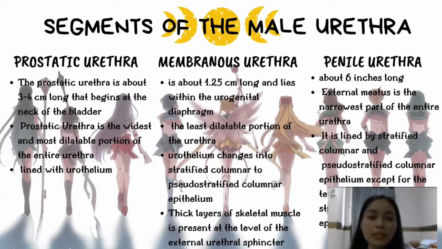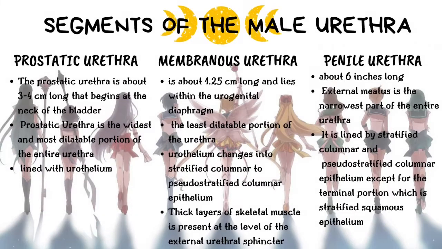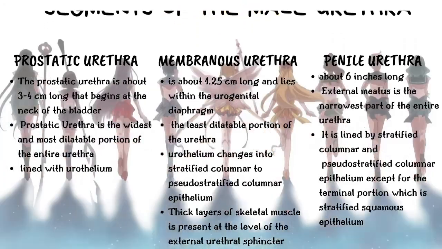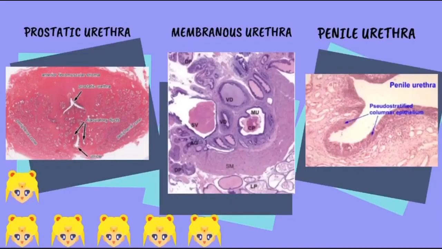The penile urethra is about 6 inches long and is enclosed in the bulb and the corpus spongiosum of the penis. The external meatus is the narrowest part of the entire urethra. The part of the urethra that lies within the glans penis is dilated to form the fossa terminalis, or the navicular fossa. The bulbourethral glands open in the penile urethra below the urogenital diaphragm. It is lined by stratified columnar and pseudostratified columnar epithelium, except for the terminal portion.